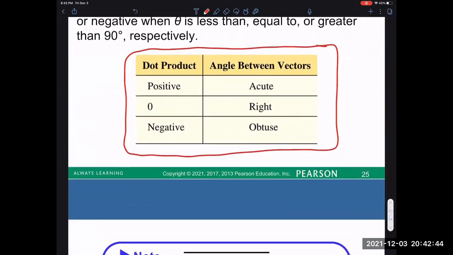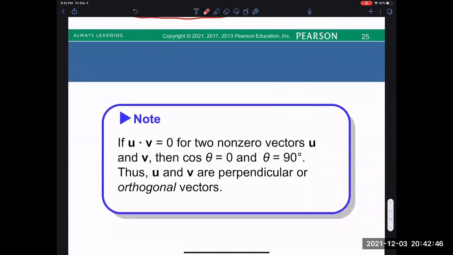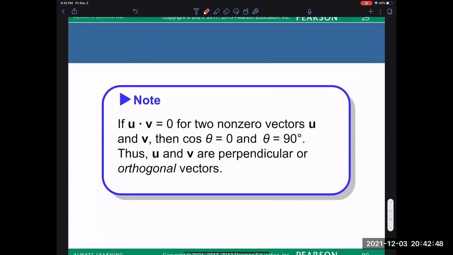And then what do they have at the end, like a note or something? Yeah. And so if the dot product is 0 for two non-zero vectors u and v, then you know they're at a right angle, and that those are perpendicular or orthogonal vectors. So if you have any two vectors, knowing that you make a right triangle if you connect their ends together is a very nice thing to be able to tell by quickly just doing the dot product.